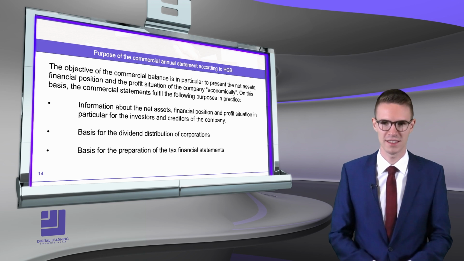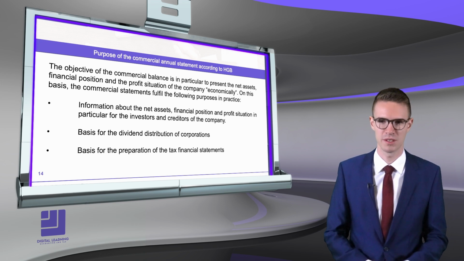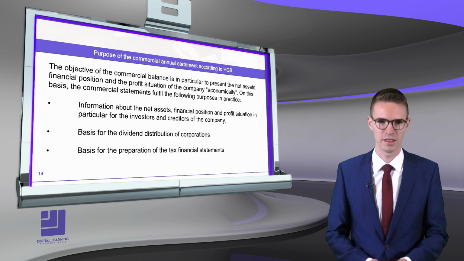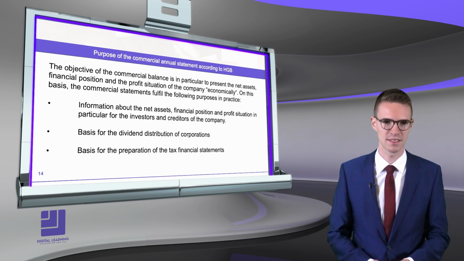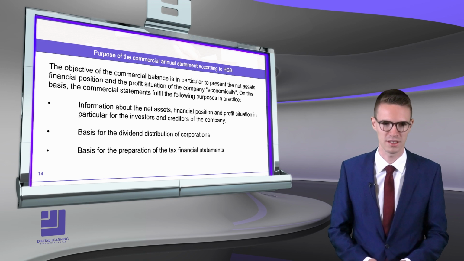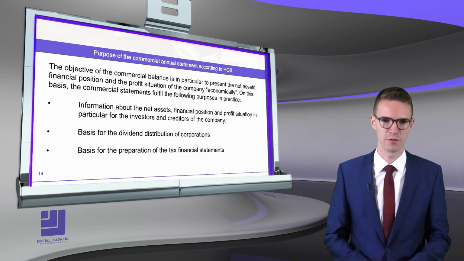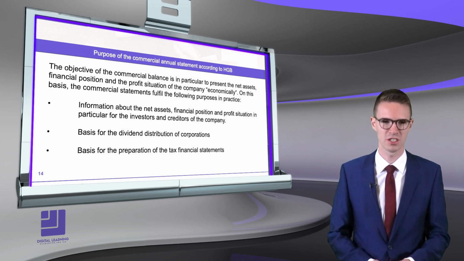After we have familiarized ourselves with the methods of the profit and loss statement and the cash flow statement, we take a closer look at the purpose of the commercial annual statement. The objective of a commercial balance is in particular to present the net assets, financial position, and the profit situation of the company economically. On this basis, the commercial statement fulfills the following purposes in practice. At first, information about the net assets, financial position, and profit situation, in particular for the investors and creditors of the company.